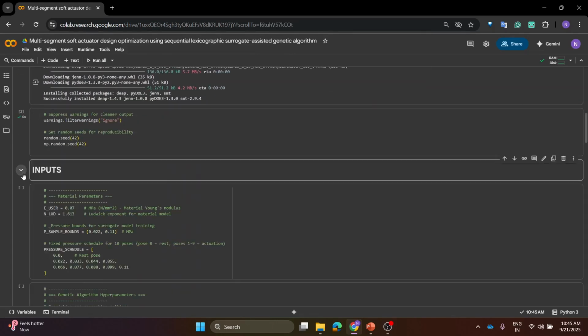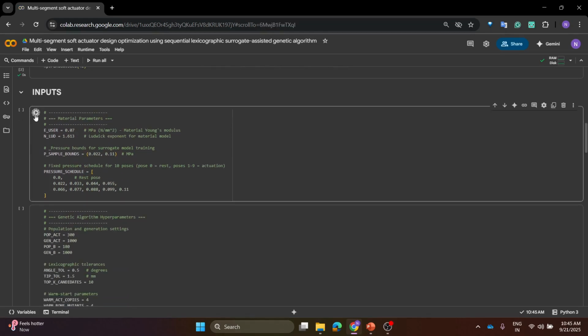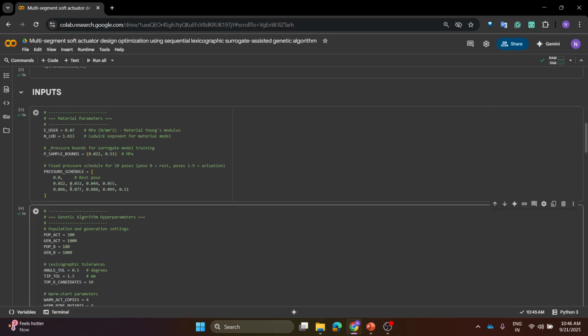Now going to the input. We have these material properties here: the Young's modulus, Ludwig material exponent, and the pressure bounds. We will have multiple pressure bounds across multiple target positions.